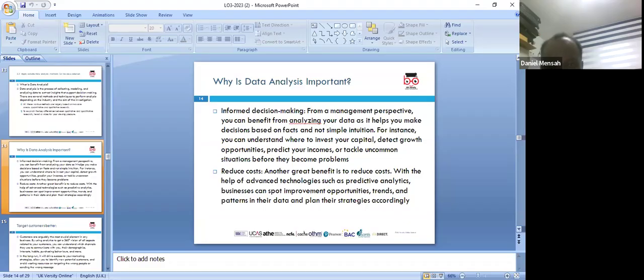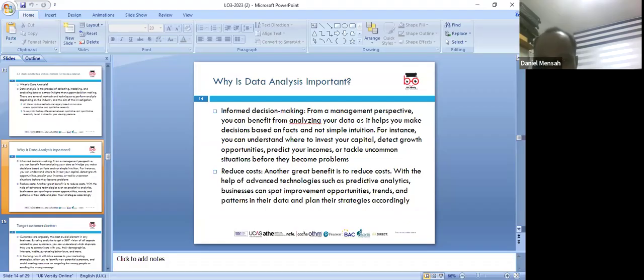For instance, you can then understand where to invest your capital, detect growth and opportunities, predict your incomes, or tackle uncommon situations before they become problems. What we call troubleshooting. You troubleshoot them before they become problems.